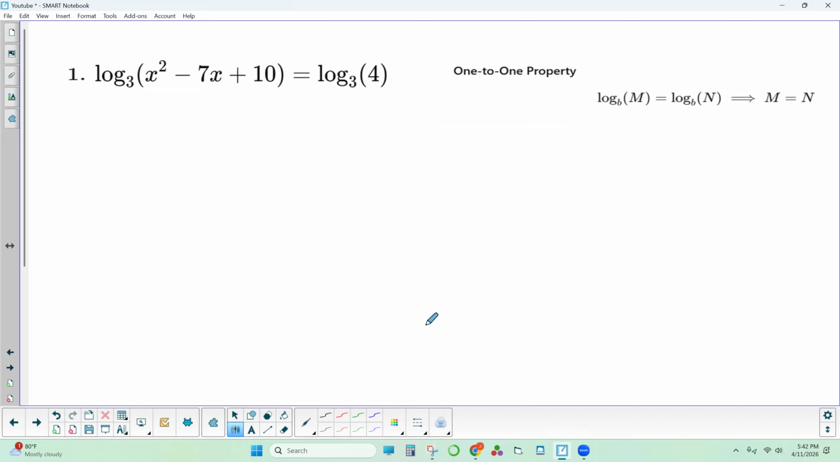All right, let's take a look at the first problem here. What we've got is a log equal to another log of the same base. This allows us to use the one-to-one property, which states that when you have a log equal to a log of the same base, you can set their arguments equal, and that's what we're going to do. So this turns into x squared minus 7x plus 10 equals 4, and now we have a quadratic equation to solve.